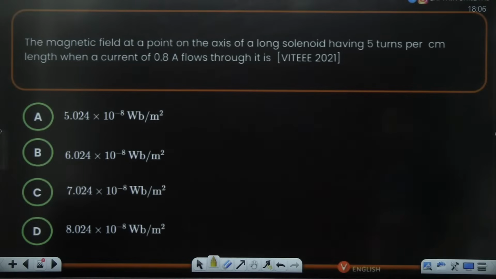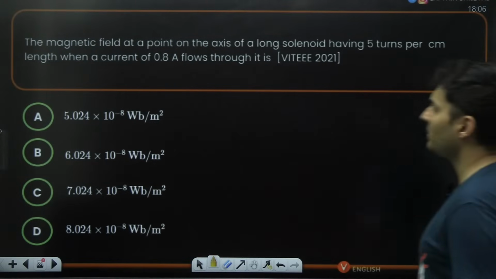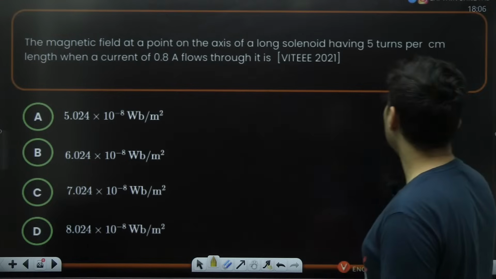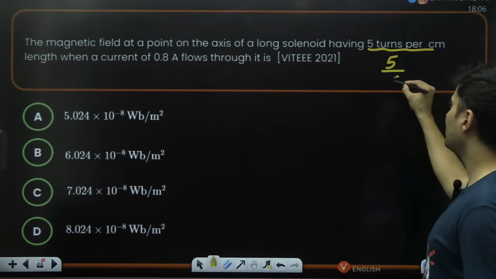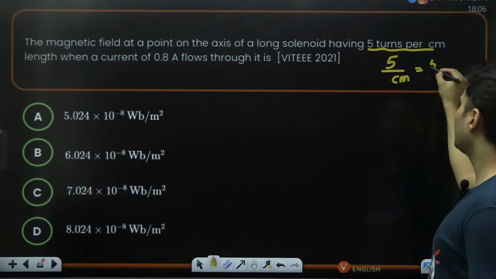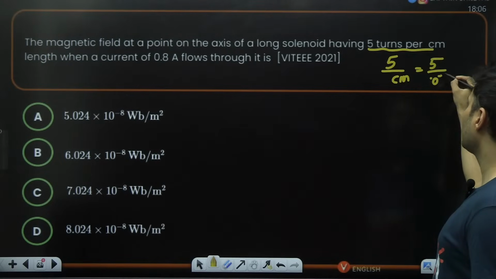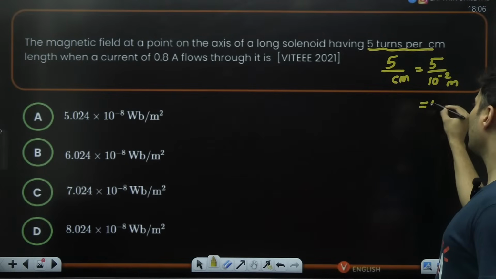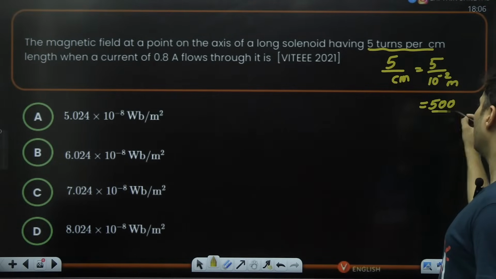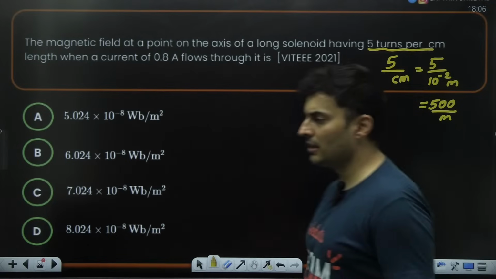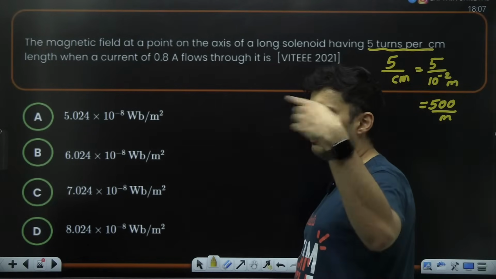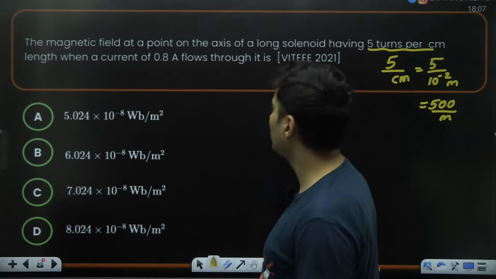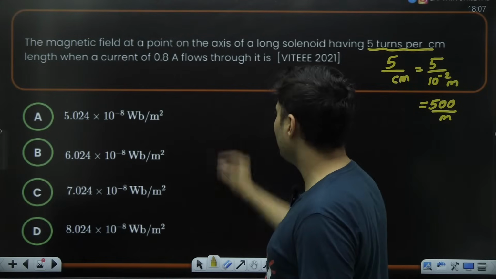Magnetic field on the axis of a solenoid having 5 turns per centimeter length when this much current. 5 turns per centimeter. A centimeter is 10 to the power minus 2 meter. So this will become 500 per meter. That is the number of turns per unit length. So if it is per centimeter, if you multiply by 100, you will get it per meter. So question is, find the magnetic field.